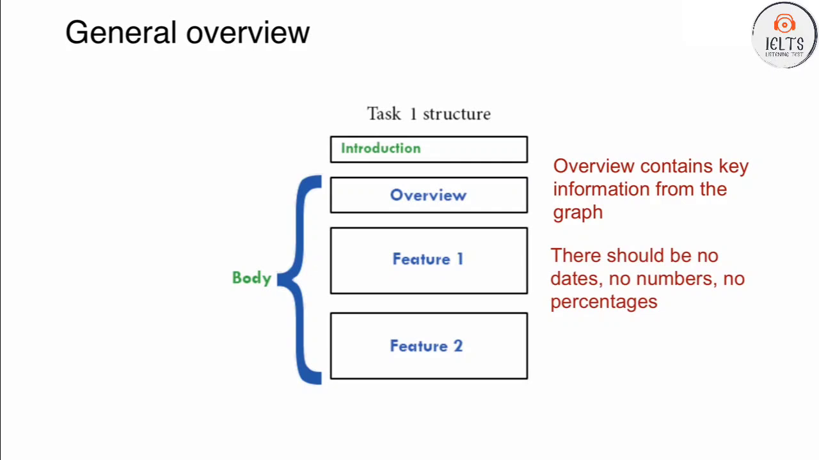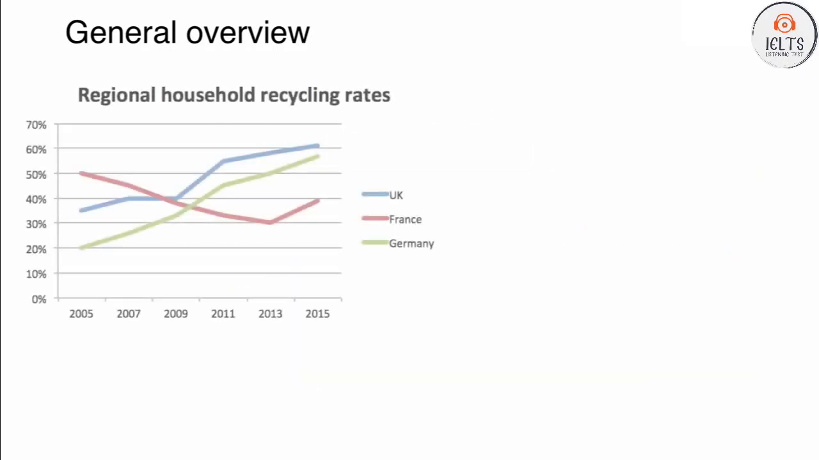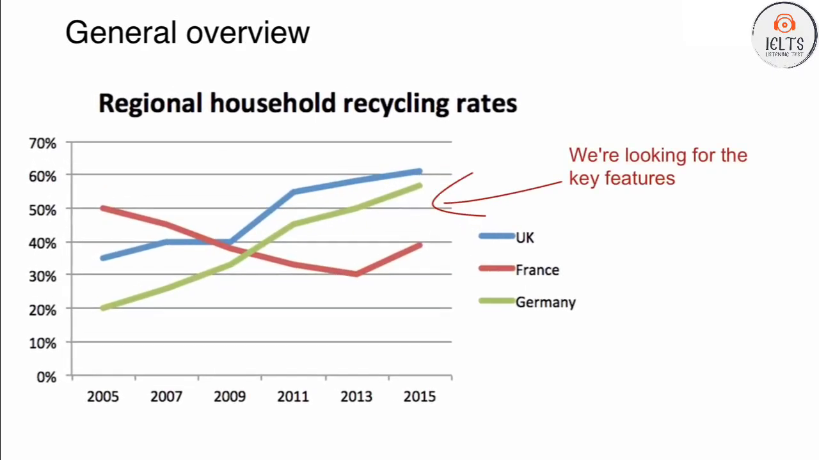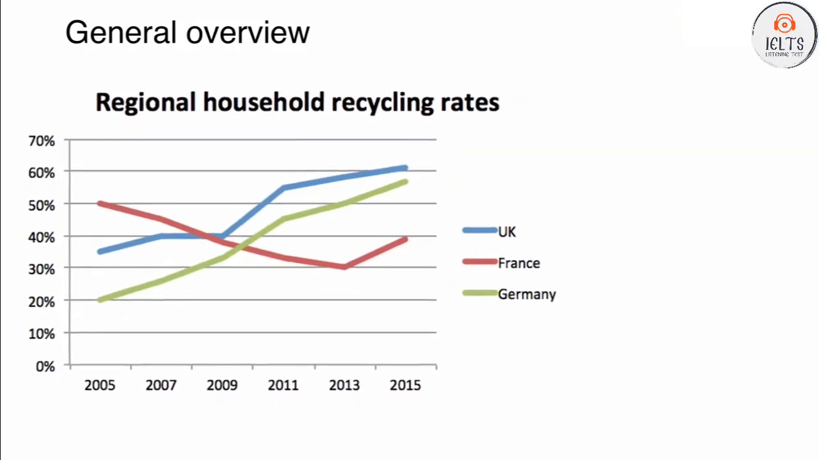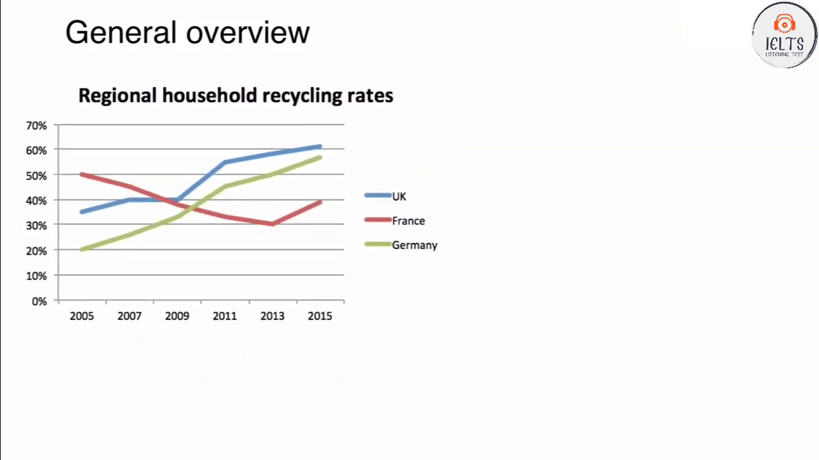So, no dates, no numbers, no percentages in your overview, just general trends. So, let's take a look at the key features on our graph. It's easy to note that the UK and Germany's rates went up, while France's rates went down. So that's our two key features. You should normally have from 2 to 4 key features.